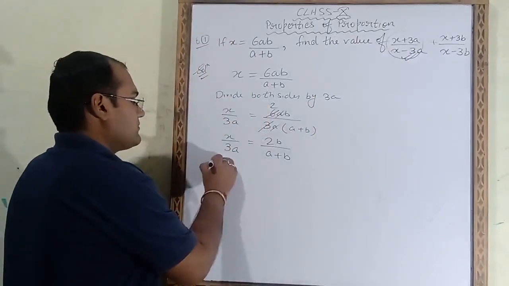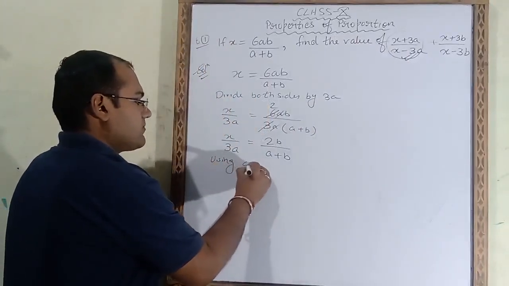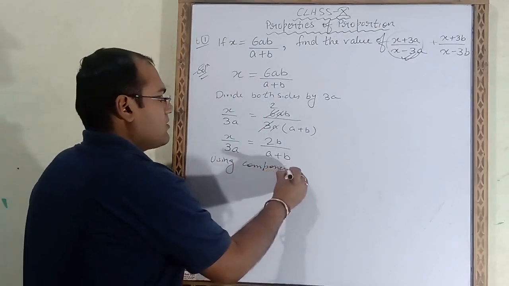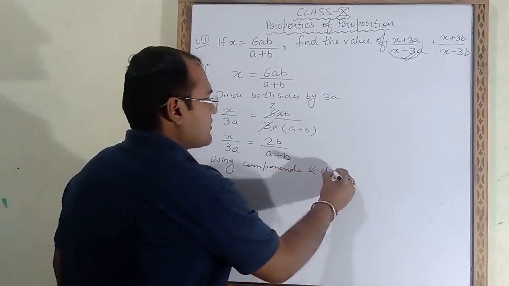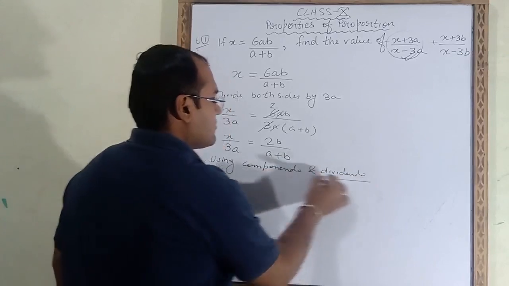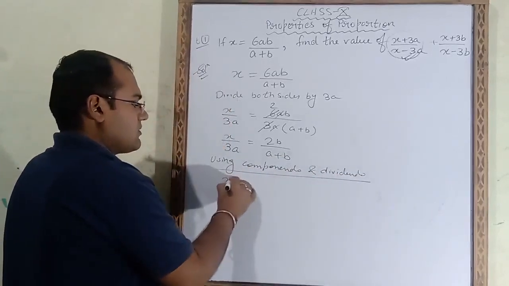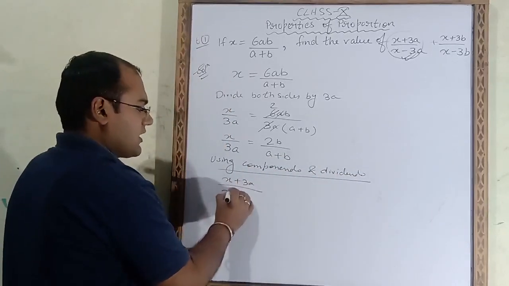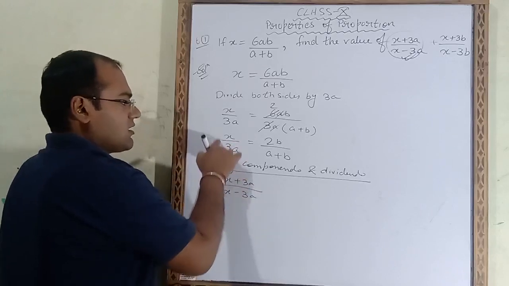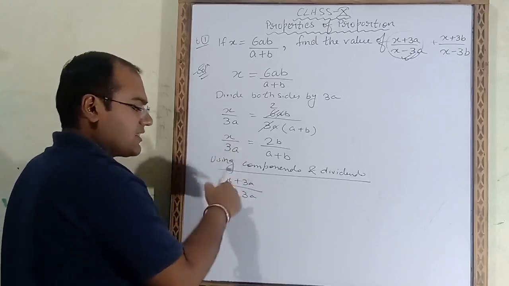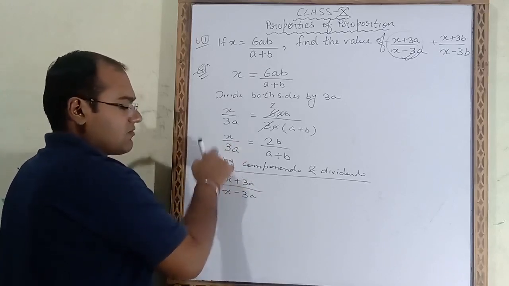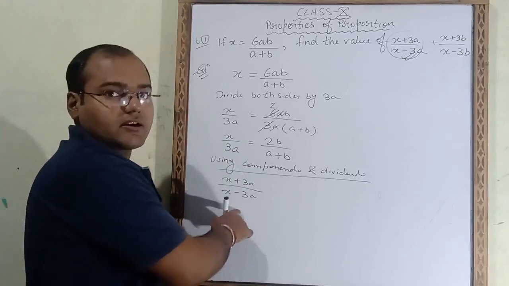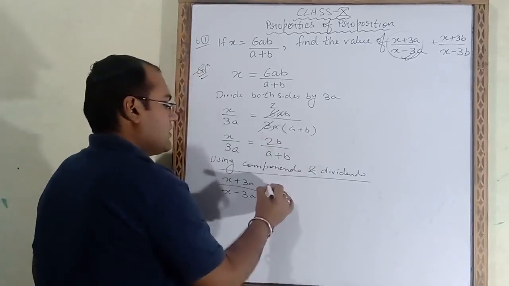So what we will do? We will use componendo and dividendo. So this will become x plus 3a upon x minus 3a. These two terms we have to add in the numerator, and subtract in the denominator. In the same way we will do here.